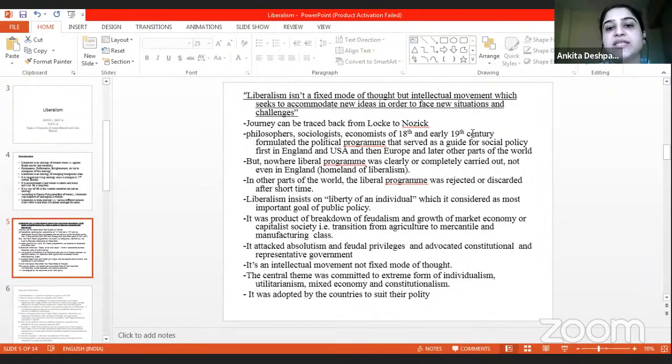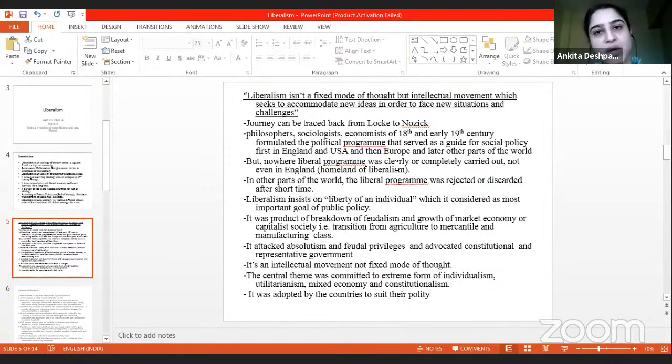Philosophers, sociologists, economists of the 18th and 19th century formulated a political program that served as a guide for social policy, first in England and the US, then in Europe and later parts of the world. But nowhere was the liberal program clearly or completely carried out, not even in England, which was the homeland of liberalism. Why the homeland of liberalism?